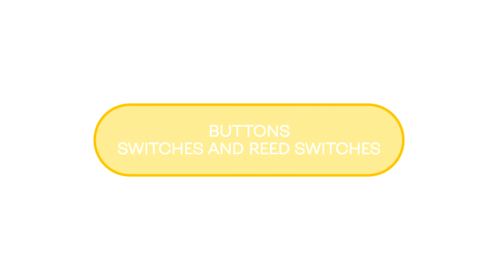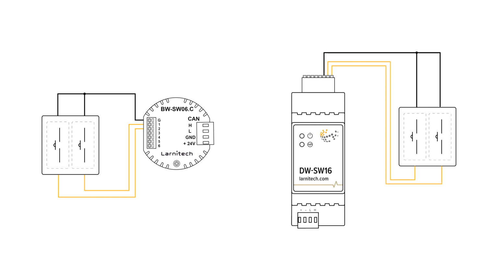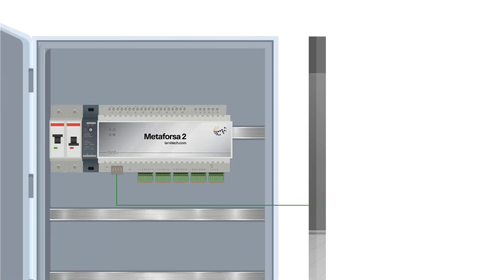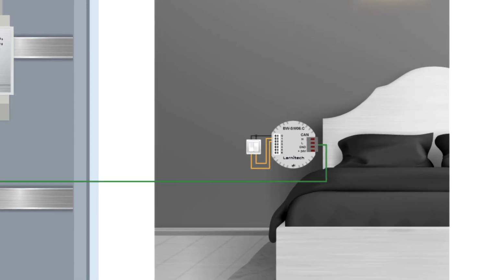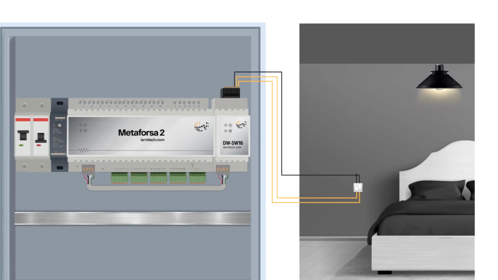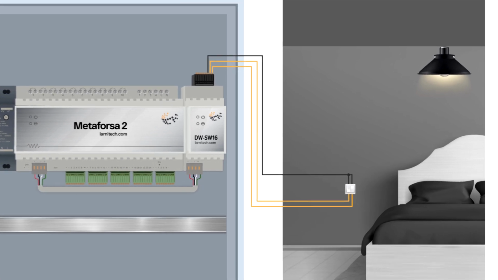Buttons, switches, and reed switches. Buttons, switches, and reed switches are connected between the input and common contacts. The input module can be installed in either a wall space, example BW-SW06, or in the distribution panel, example DW-SW16.